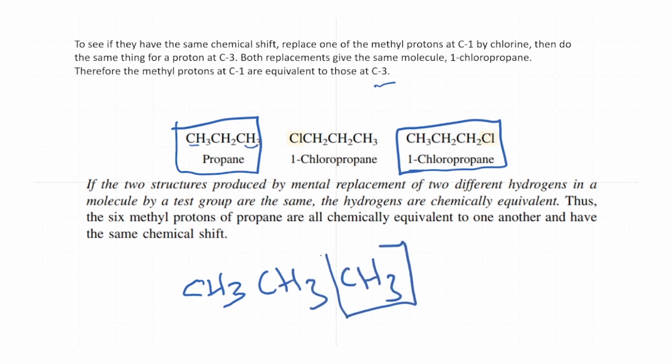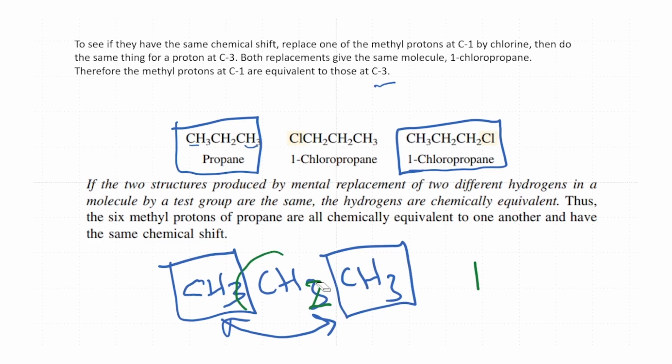In the case of propane, these 6 hydrogens are the same, and therefore this will contribute one signal, and this CH2, the methylene group, would be the second signal. So the total number of signals that you would see here is 2. This is a very standard way to identify how many distinct signals are expected in a molecule.